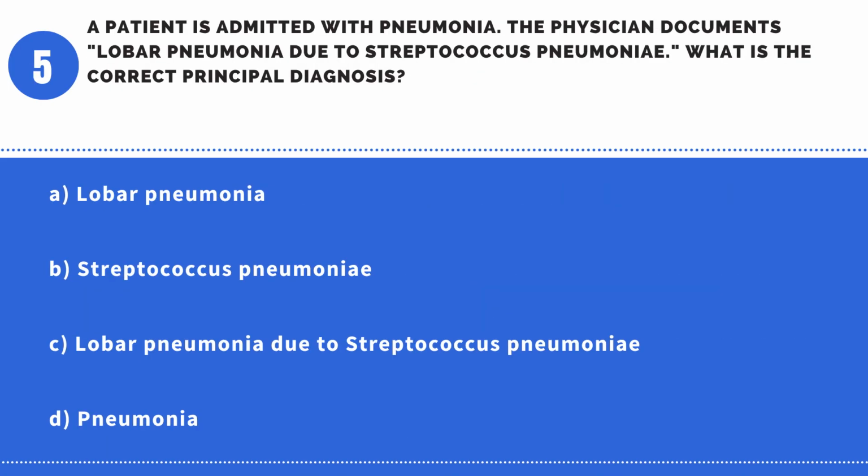Question 5. A patient is admitted with pneumonia. The physician documents lobar pneumonia due to Streptococcus pneumoniae. What is the correct principal diagnosis? A. Lobar pneumonia. B. Streptococcus pneumoniae. C. Lobar pneumonia due to Streptococcus pneumoniae. D. Pneumonia.